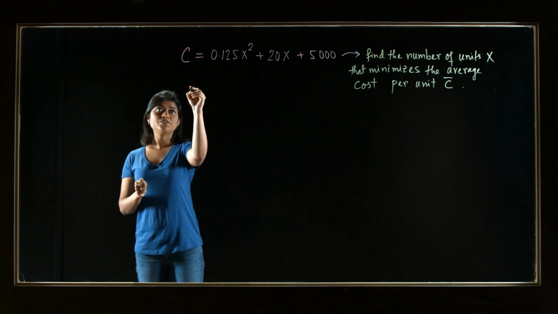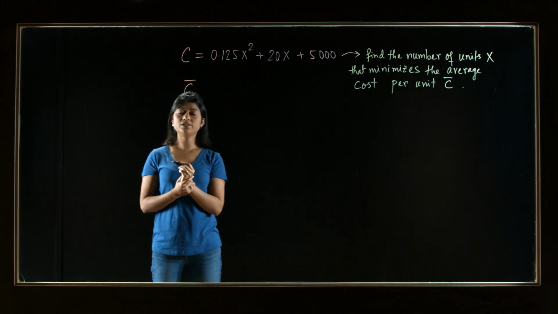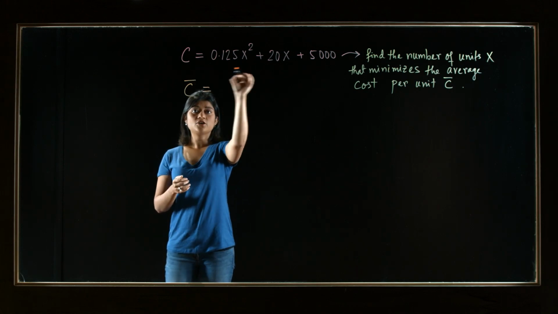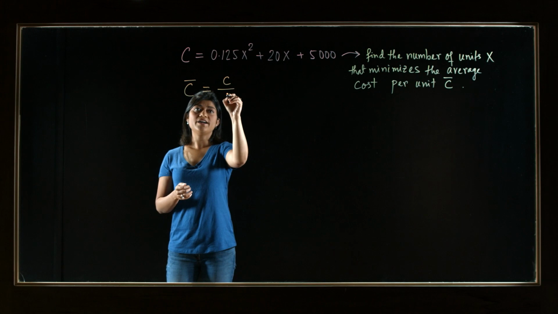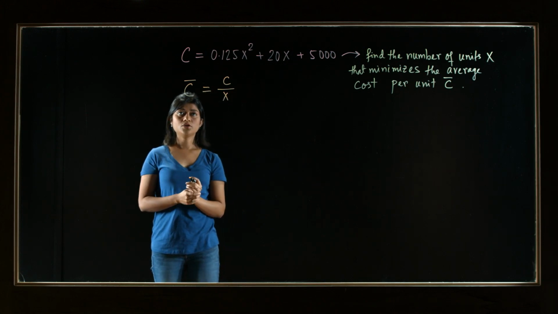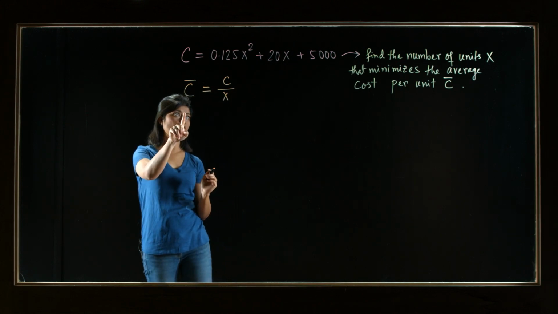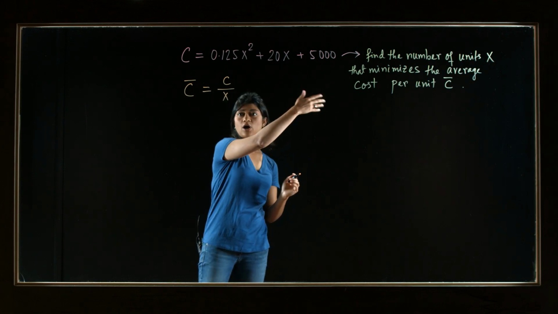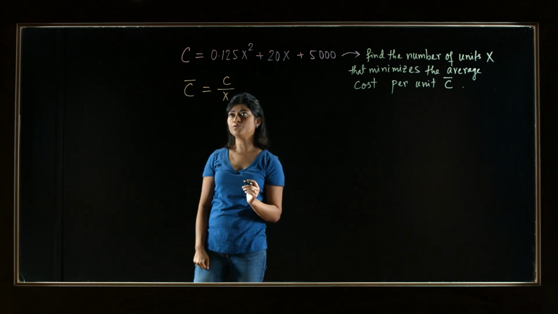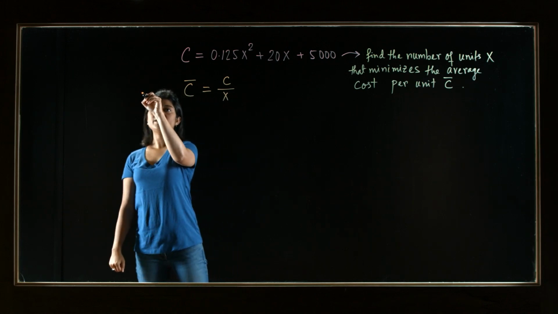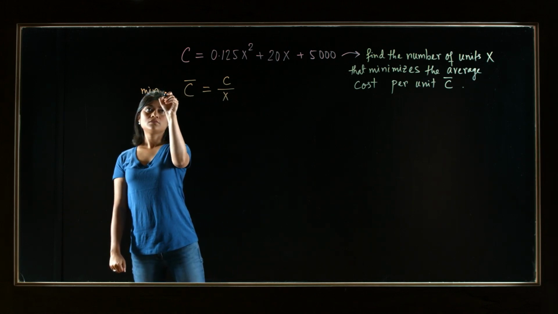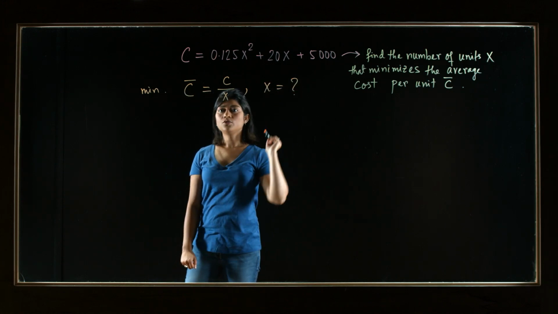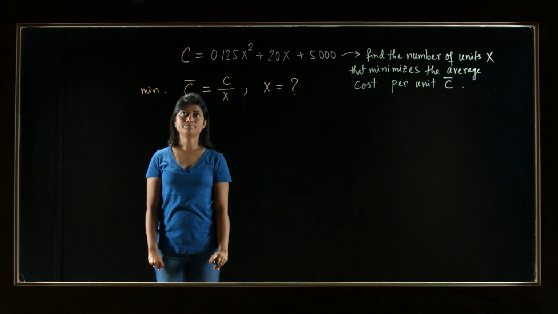The average cost per unit is determined by taking this cost function C and dividing by x. So what we have to do is figure out when this will be minimum, for which x, what is the number of units. So we have to minimize C bar and figure out which x will do it.